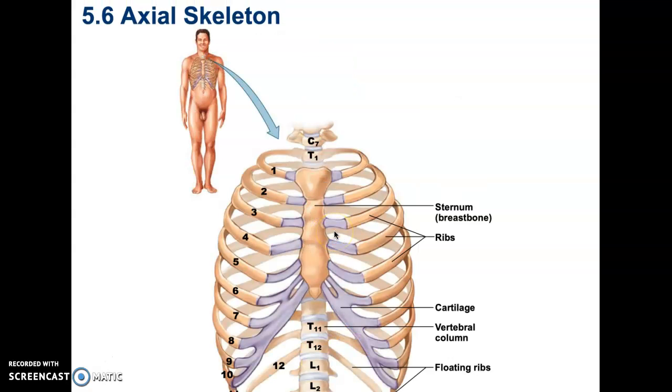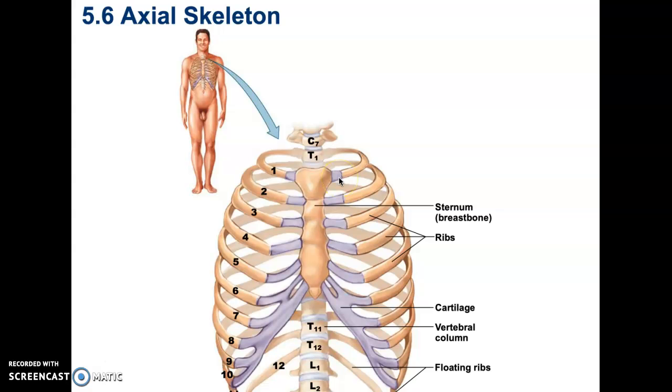Next up on our axial skeleton, we have our sternum and rib cage. Our sternum is going to be this bone right here, also known as our breastbone, and it is going to be attached to our ribs by thick pads of cartilage. There are going to be 12 pairs of ribs attached at the back of the rib cage to the thoracic vertebrae. 1, 2, 3, 4, 5, 6, 7, 8, 9, 10, 11, 12.